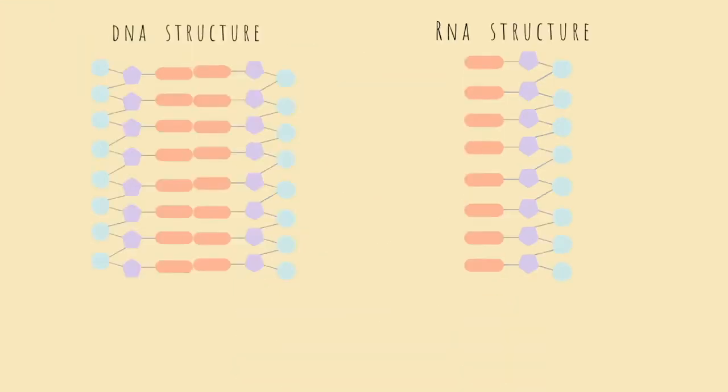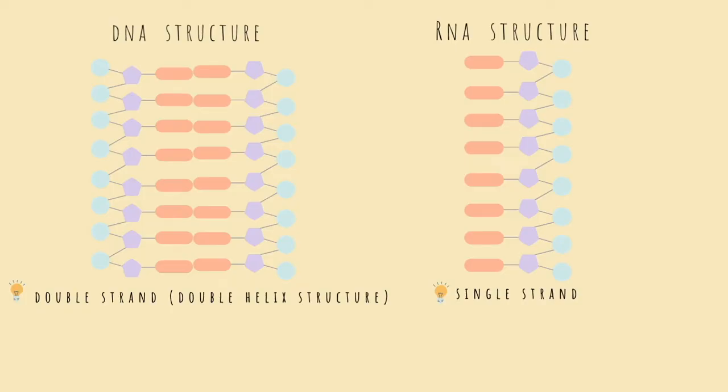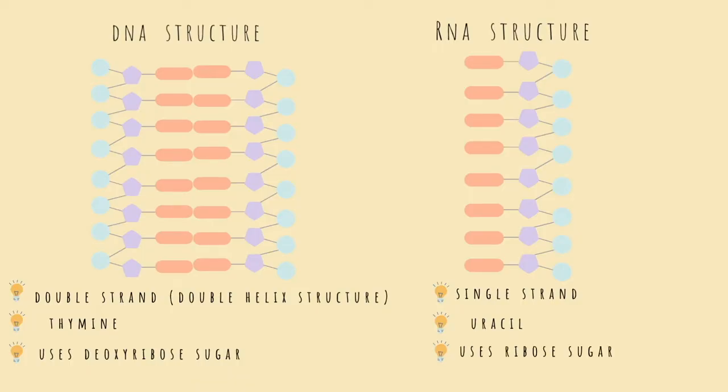Let's compare the DNA structure to the RNA structure, and I'll point out all of the major differences you need to know. As I mentioned, the DNA structure is made of a double strand we refer to as a double helix, and the RNA is made of a single strand. DNA has the nucleotide thymine, while RNA has the nucleotide uracil. DNA uses the sugar deoxyribose, hence the name deoxyribonucleic acid, which is what DNA stands for. And RNA uses ribose, which is why RNA stands for ribonucleic acid.